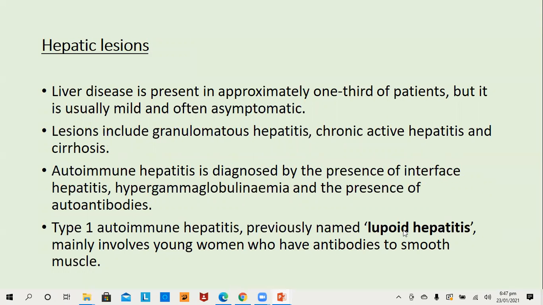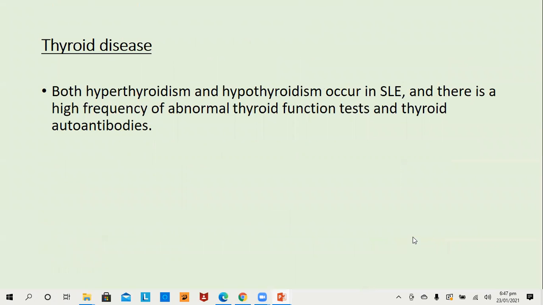Hepatic lesions. Liver disease is present in approximately 1/3 of patients, but it is usually mild and often asymptomatic. The hepatic lesions are usually granulomatous hepatitis, chronic active hepatitis, and cirrhosis. Autoimmune hepatitis is diagnosed by the presence of interface hepatitis, hypergammaglobulinemia, and presence of autoantibodies. Type 1 autoimmune hepatitis, previously named lupoid hepatitis, may involve young women who have antibodies to smooth muscles, anti-smooth muscle antibodies. Thyroid disease, both hyperthyroidism and hypothyroidism, is associated with SLE.